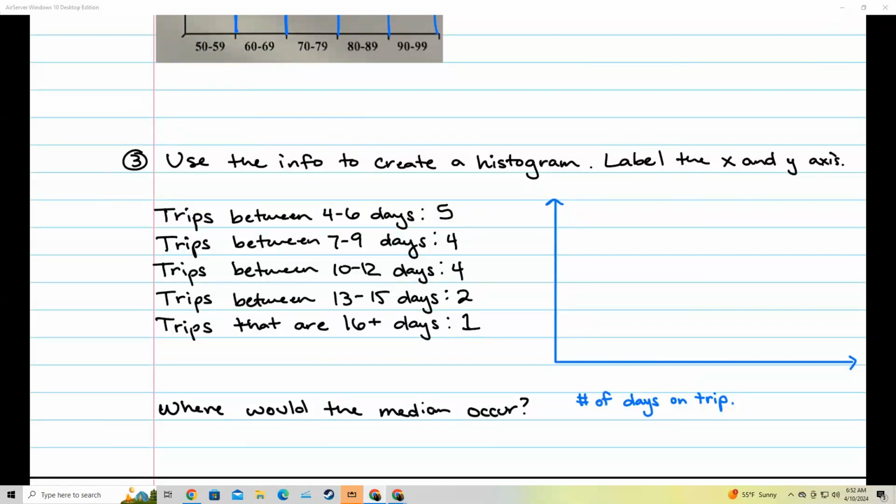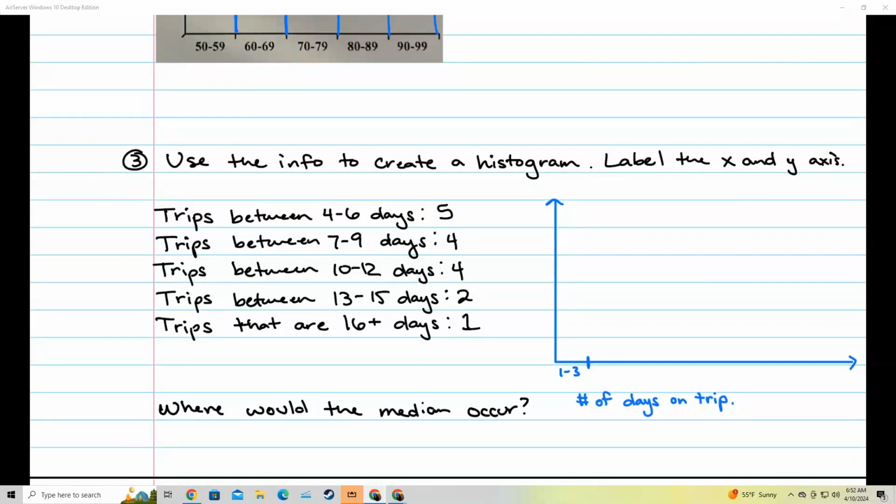Now, if you're going to take a trip, you're not going to take a 0 day trip. So you would start with 1 to 2 to 3. All right. So my first group is going to be 1 to 3 days. Even though I don't have it, I really should include it. It's just going to be blank. There's nobody who took a 1 to 3 day trip.